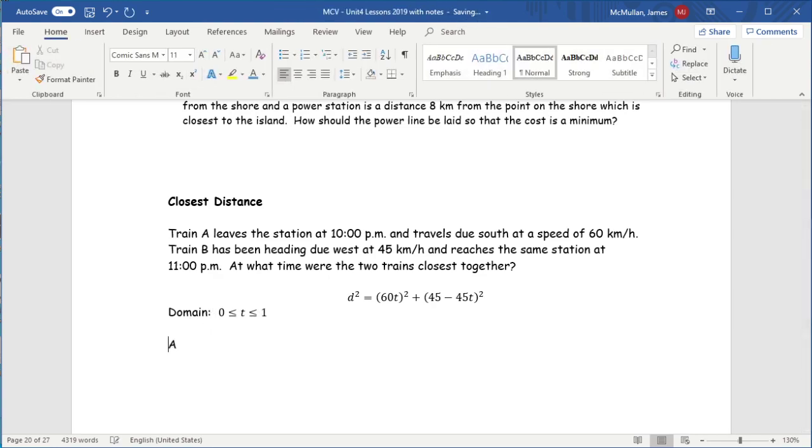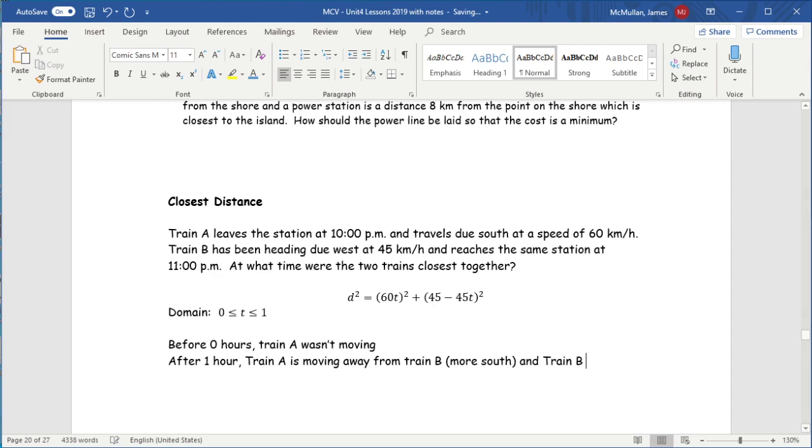Now, why is this true? Before 0 hours, train A wasn't moving, so they couldn't possibly be closer, because train B was just farther away. Sorry, not before 1 hour. I'm sorry, before 0 hour. Okay, after 1 hour, train A is moving away from train B, more south, and train B is moving away from train A, more west. So it cannot possibly be after 1 hour. So our only options here are between 0 and 1.